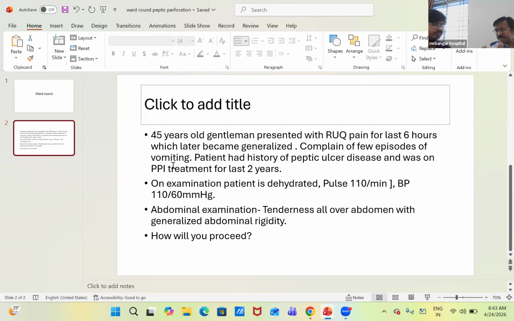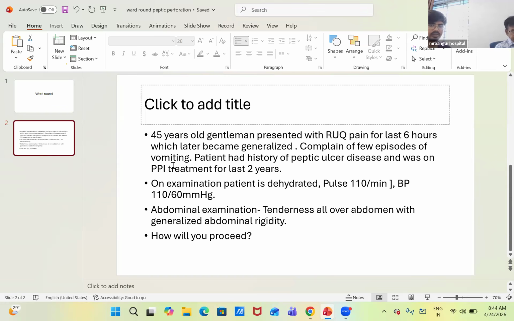It becomes generalized. So if the patient has a peptic ulcer perforation, what is the characteristic of this pain? How will this patient's pain progress? What do you think is the usual chronology of events of pain progression in a patient of peptic perforation? Site, onset. What happened in a patient like this? Site, the upper quadrant pain.